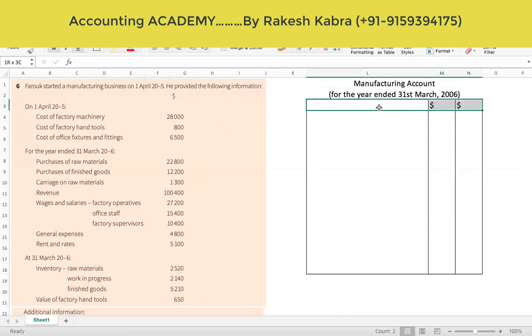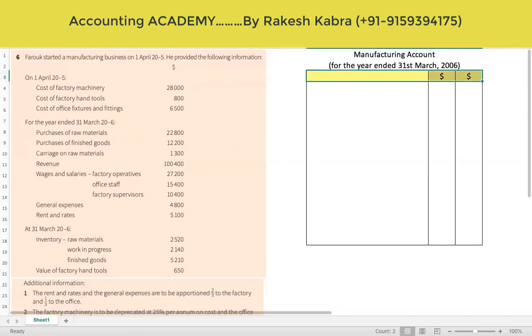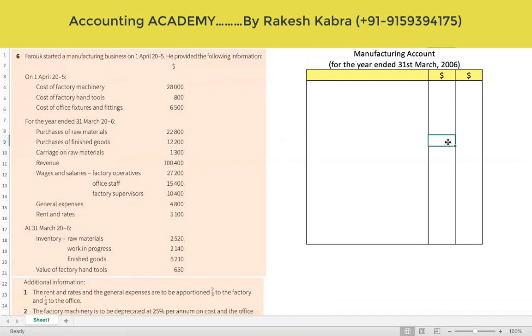And we have two columns for amount. This is the format. First I will find the prime cost. My objective is to find the prime cost. So to find prime cost, first I will take direct materials.